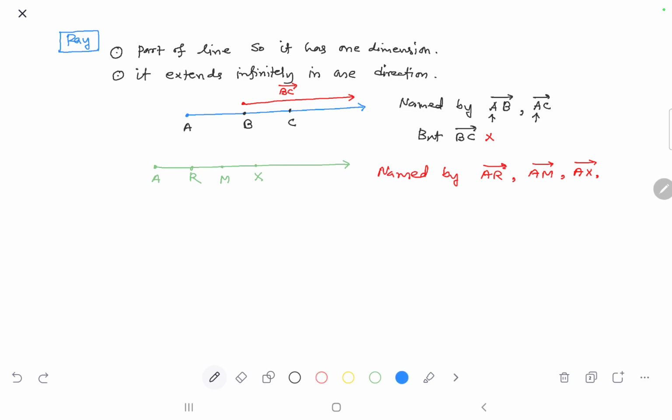Now we define the new concept. For the ray, the direction is important, right? The direction in which you extend, and the starting point when you give the name. Now the next is opposite ray.